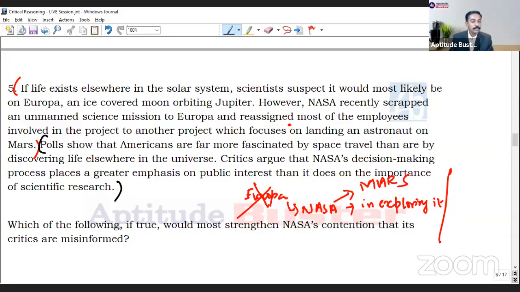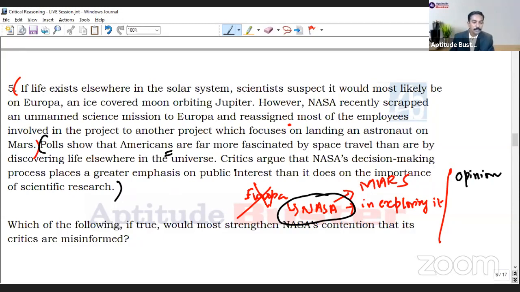Polls show that Americans are far more fascinated by space travel than by discovering life elsewhere in the universe. So the first part of the argument discusses NASA. The second part of the argument talks about the general opinion of the common people. So it's an opinion poll which says that people are very much interested in space travel rather than in knowing whether life exists elsewhere or not.